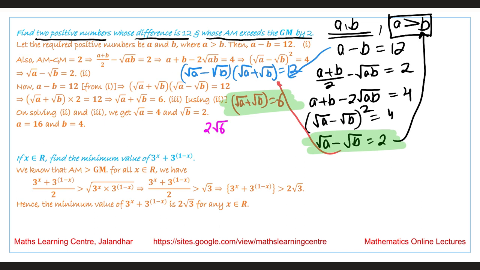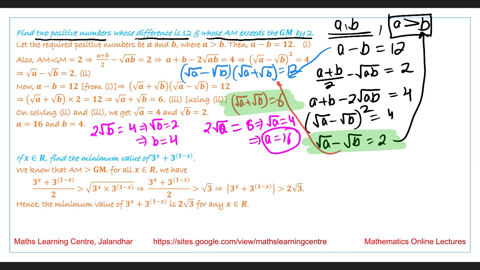we obtain 2 square root of A is equal to 8. This implies square root of A is equal to 4, and this implies A is equal to 16. If we subtract both these equations, we obtain 2 times square root of B is equal to 4. This implies square root of B is equal to 2, and this implies B is equal to 4. So the values we have are A is equal to 16 and B is equal to 4.